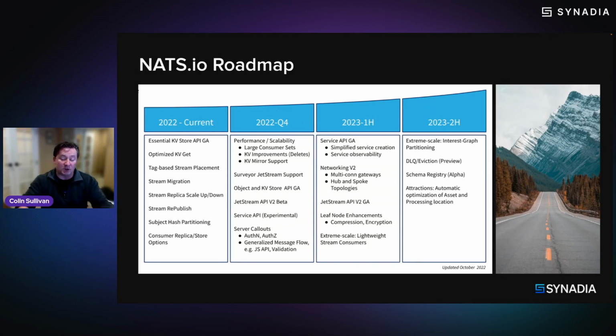And large consumer sets. When we first created Jetstream, we kind of figured, well, people are going to use durable consumers. They're going to want to consume data in a durable way, and they might have a few thousands of these. We've seen users want 30, 40 thousands. So we're going to be doing some work along optimizing for large consumer sets.